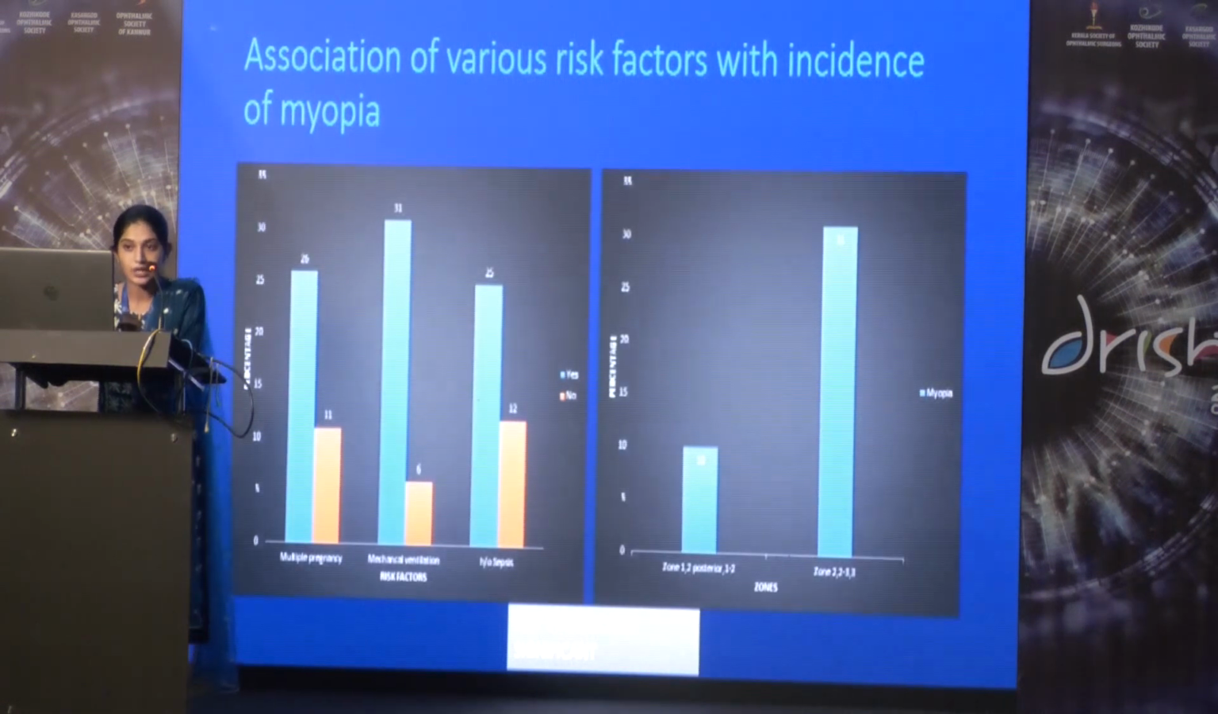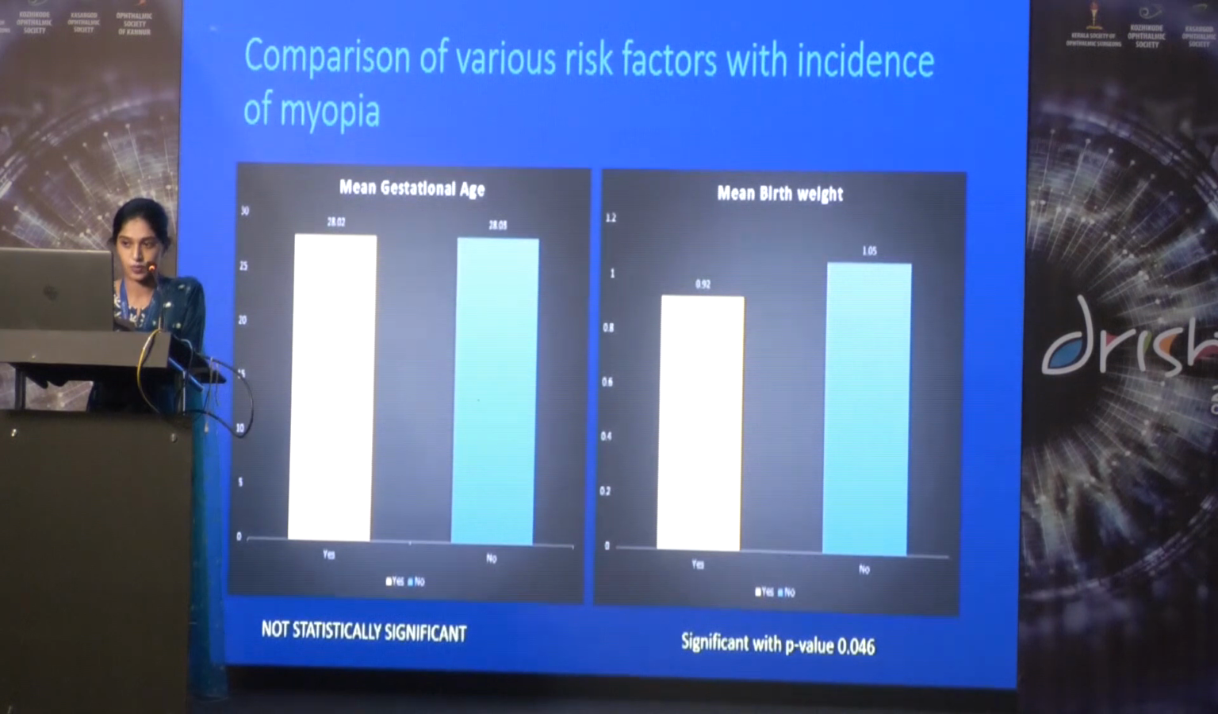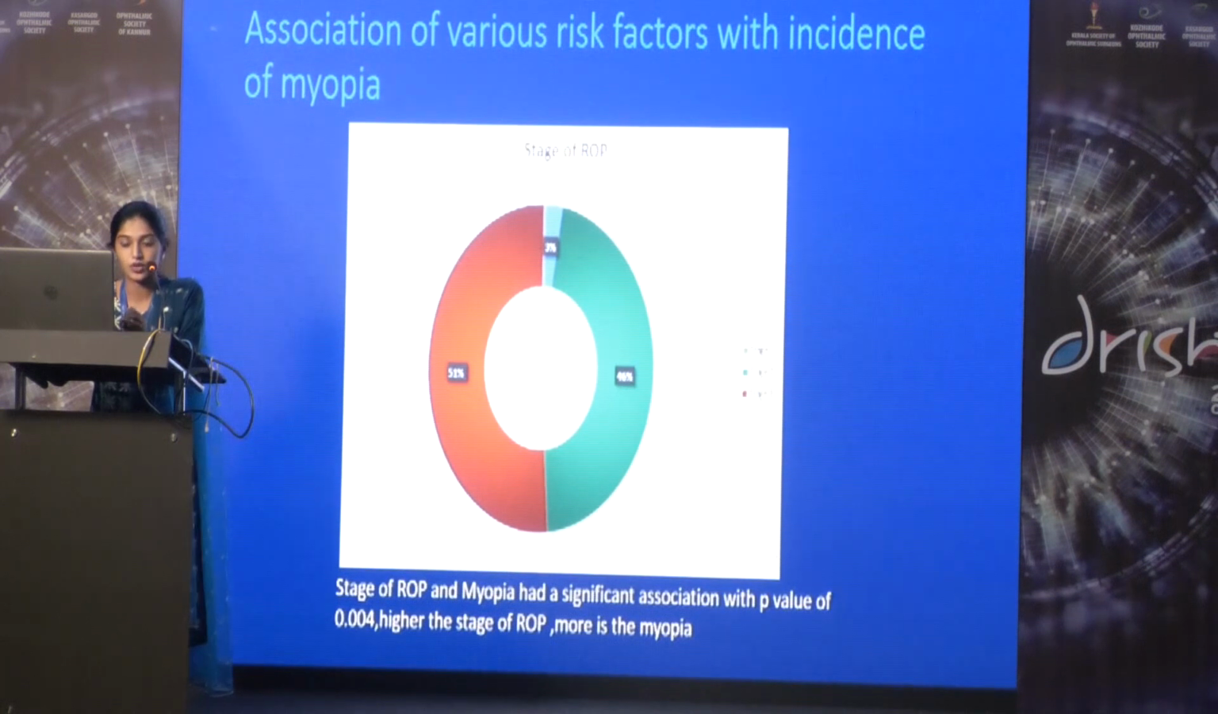We also looked into the association of various risk factors with the incidence of myopia, and it was noted that multiple pregnancy, mechanical ventilation, and history of sepsis were not found to have any statistical significance with the incidence of myopia. Also, the zone of ROP was not found to be significant. Mean gestational age was also not statistically significant, whereas the incidence of myopia in infants with low birth weight was found to be statistically significant. We also looked into the stage and the incidence of myopia, and the higher the stage of ROP, the more the myopia, with a statistical significance of 0.004.